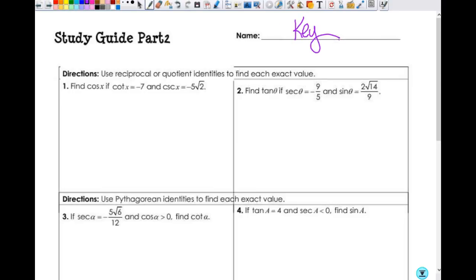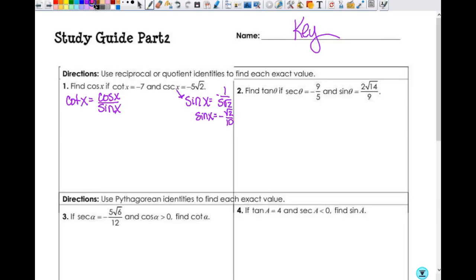So I want to find the cosine of x if I have the cotangent and the cosecant. Well, I know cotangent of x is equal to cosine over sine. All right, so I've got cotangent, I want cosine, so this I can make into sine. So the sine of x is equal to negative 1 over 5 square root of 2. So if I rationalize that, I do that by multiplying by the square root of 2 over the square root of 2. So that'll give me negative square root of 2 over 10.